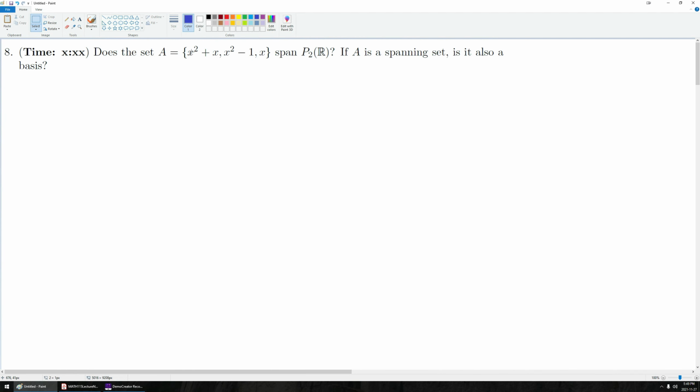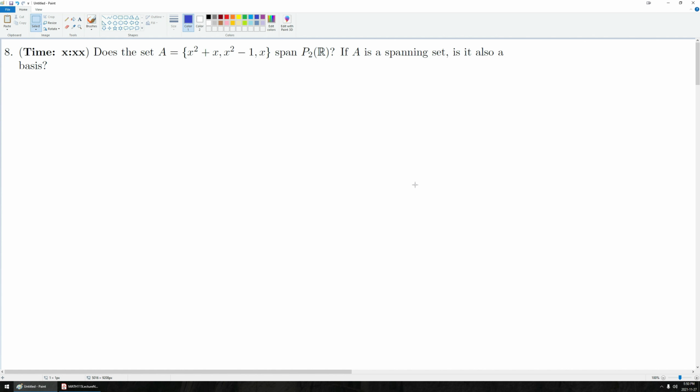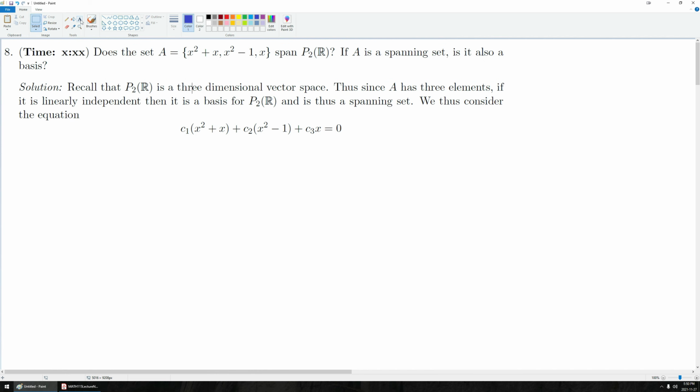So here I'm asked if this set spans P2 of R, and if it is a spanning set, is it also a basis? Well, here, if I want to show that this is a spanning set for P2 of R, I can simply notice something first. So instead of just going directly and saying, hey, pick an arbitrary element of this set and see if it's a linear combination, let's just notice that P2 of R is a 3-dimensional vector space. There's 3 elements here, right? So I could use the fact that if this is linearly independent, then it's a spanning set and also a basis. So that's how I'm going to go about doing this.